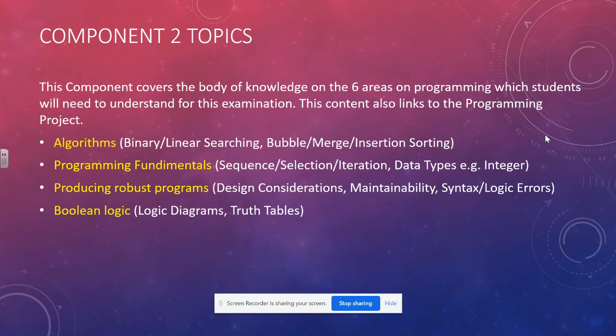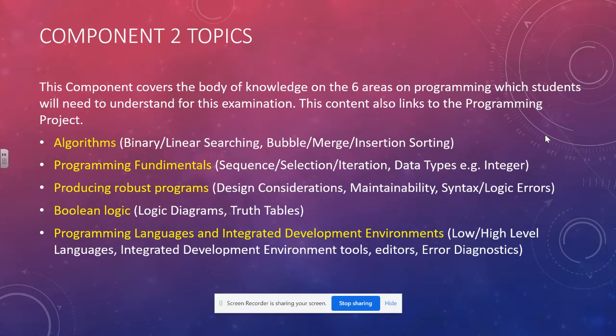Boolean logic, so we look at logic diagrams and things like truth tables. Programming languages: we do look at IDEs as well, so low-level and high-level languages, integrated development environments, and the tools and the added advantages that they give. And again, this is assessed in an hour-and-a-half paper, and again, 50% of the GCSE.